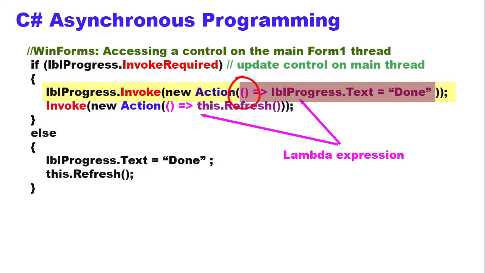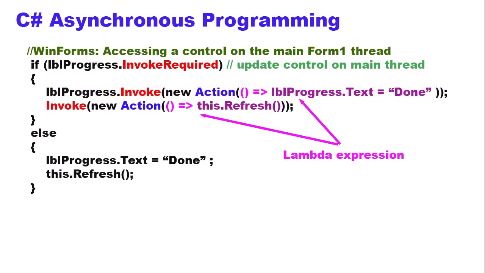But you'll see there's parentheses here, and that means that this is a method, and we could actually put arguments inside those parentheses. I don't need to here. All I'm going to do is just say the parentheses. And then we have equals greater than, that's the lambda operator. And we'll talk about lambda expressions in a couple weeks. And then what I want to have it do, so the body of that method here, is simply LBL progress, that's my label, .text equals done.